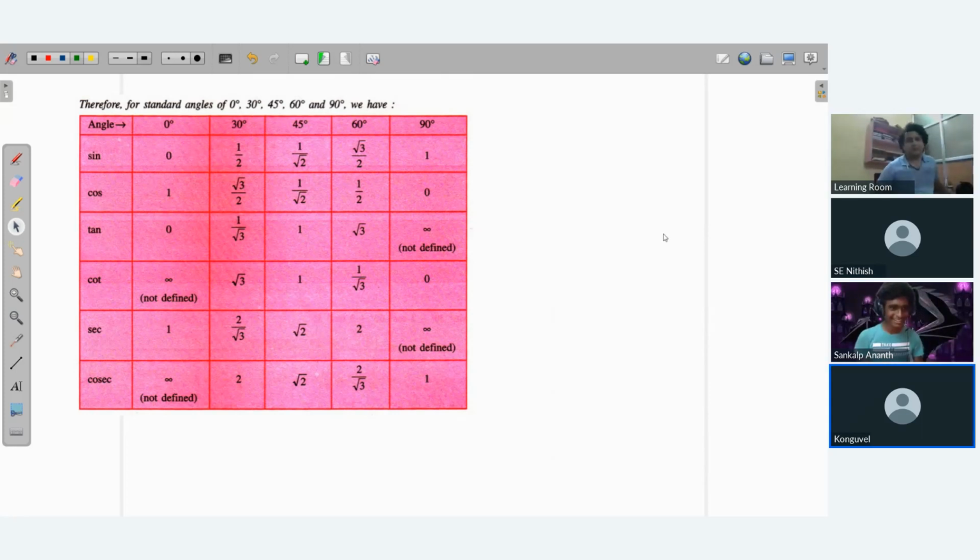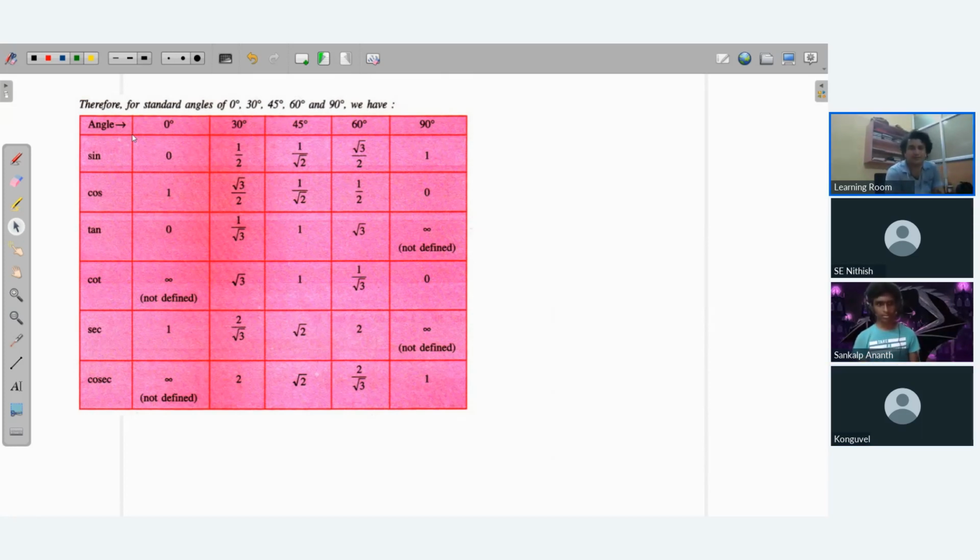Okay. Nothing. So in this chapter, your job is to remember the values of these trigonometric ratios for these 5 angles. It should be quite hard. If somebody asks you what is cot 60, within a second your mouth should say 1 by root 3, without seeing.